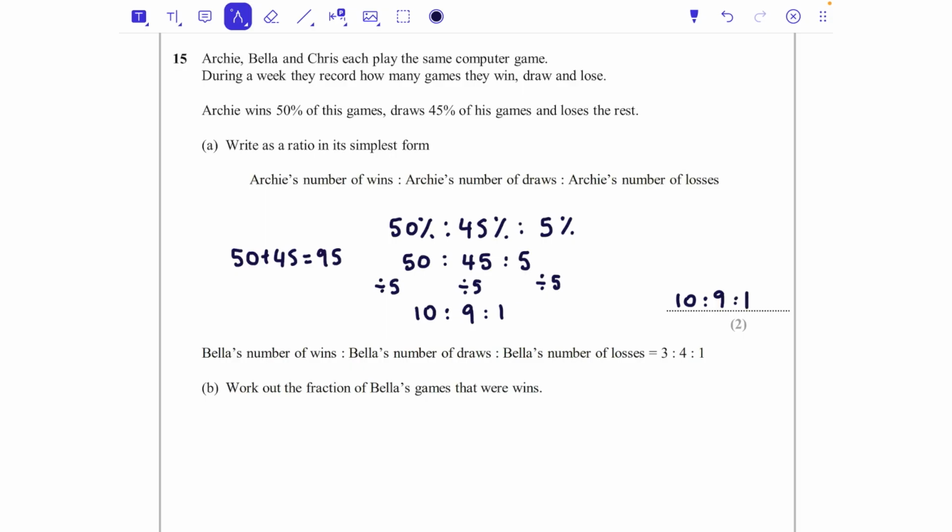Really important with ratio that you check you've written it the right way round. So it was wins, draws, losses. So we're happy with the order of that.